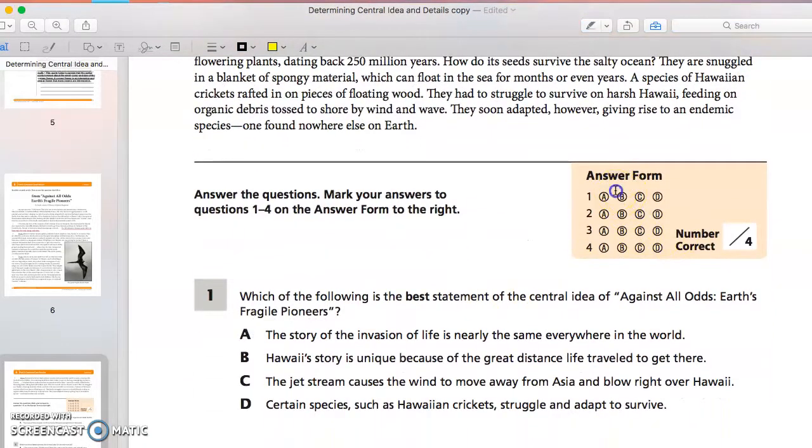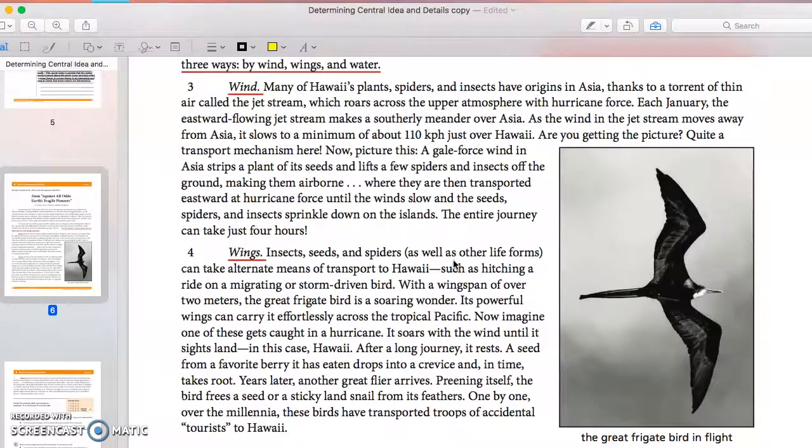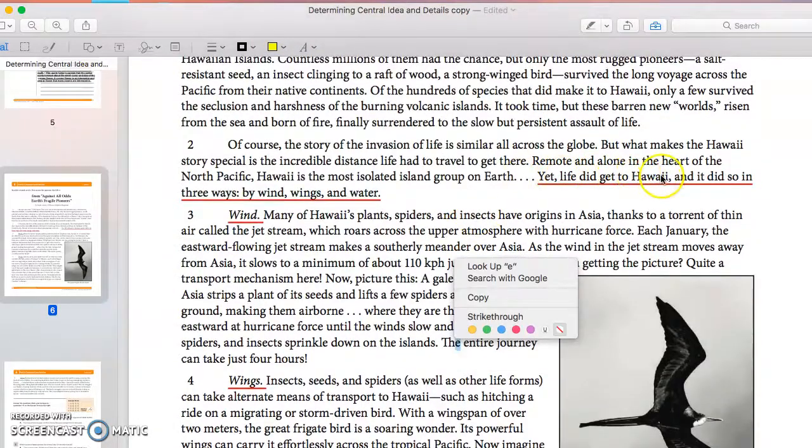So you guys are going to be filling this out, A, B, C, D. I'll fill it out on both sides, but just so you see, mark your answers. What is the best central idea? Is it about an invasion of life? Is it about how Hawaii's story is unique because of great distance? Is it because of jet streams or species? Well, let's look at what we underlined: Hawaii and the 3 ways to get to it.